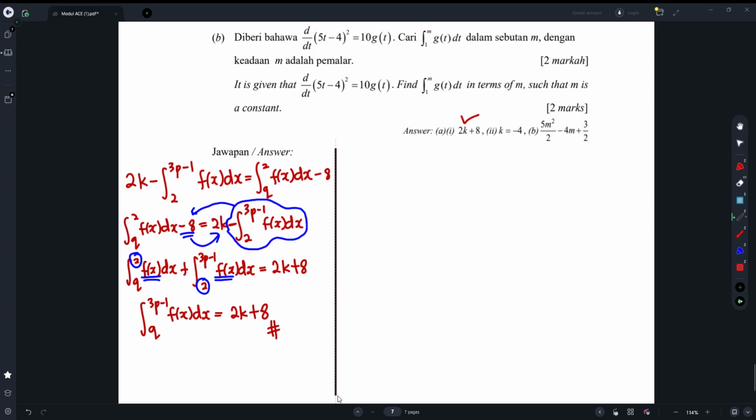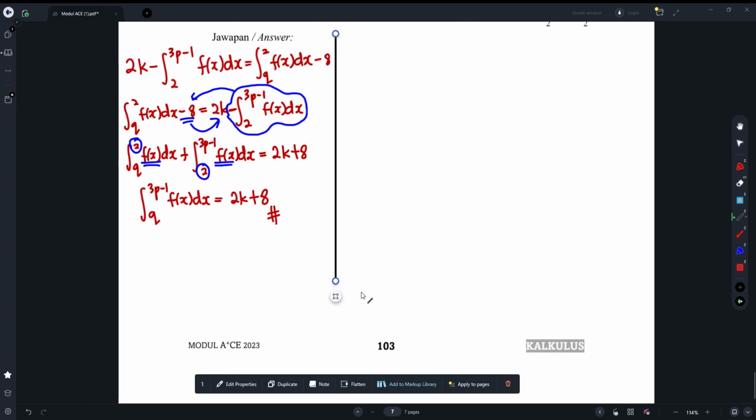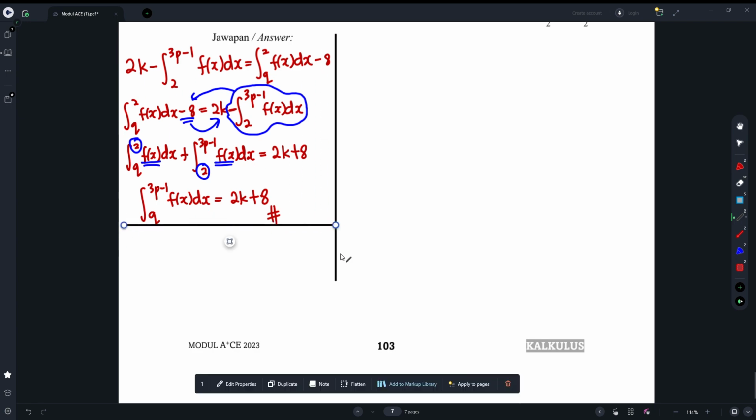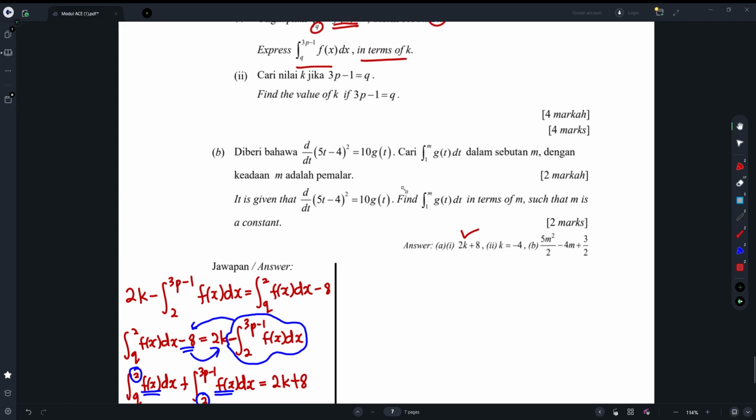The second part may seem complicated for some students, but actually that is not the case. It is not as complicated as it looks. You need to follow certain rules in order to answer this question. Okay, so it is given that the differentiation of (5t minus 4) squared is equal to 10 g(t). Find the integral from 1 to m of g(t) dt in terms of m, such that m is a constant.